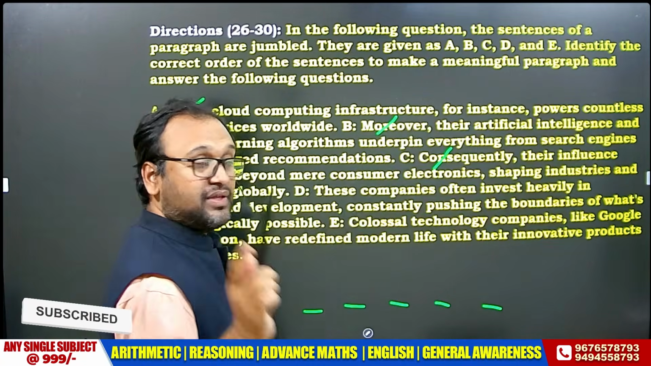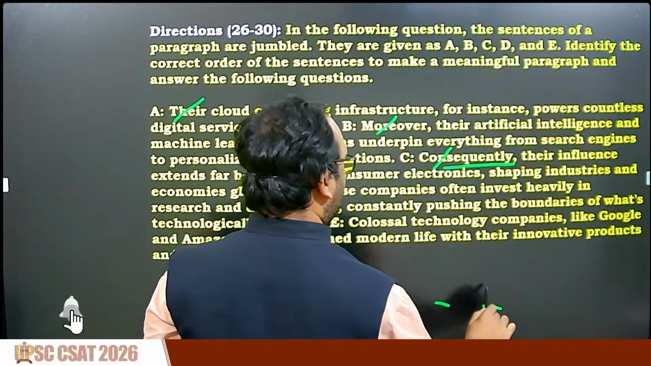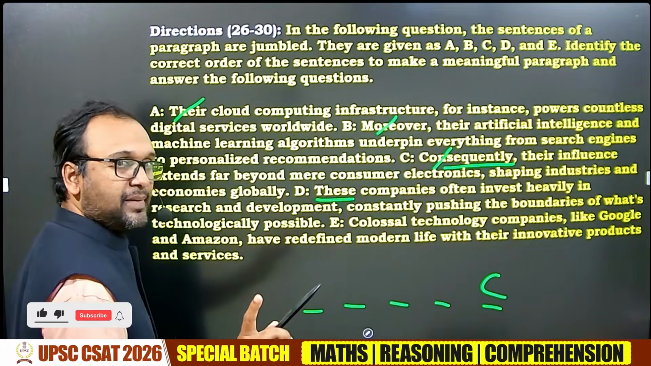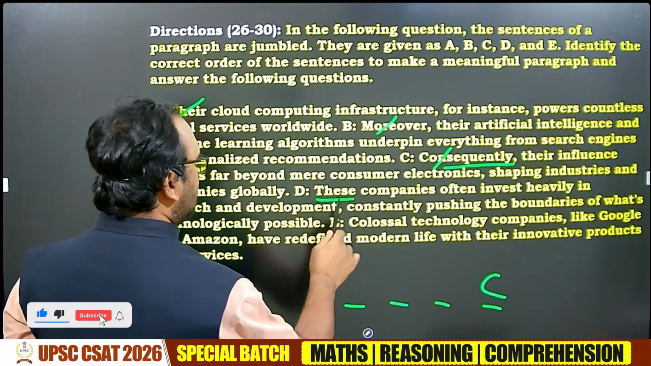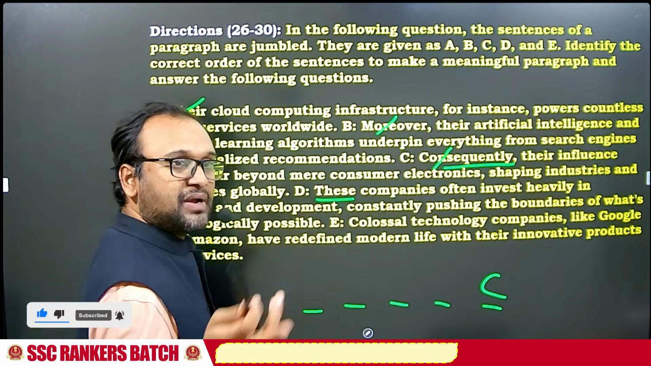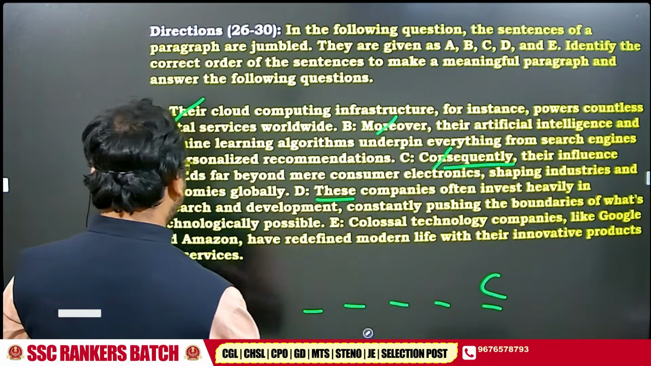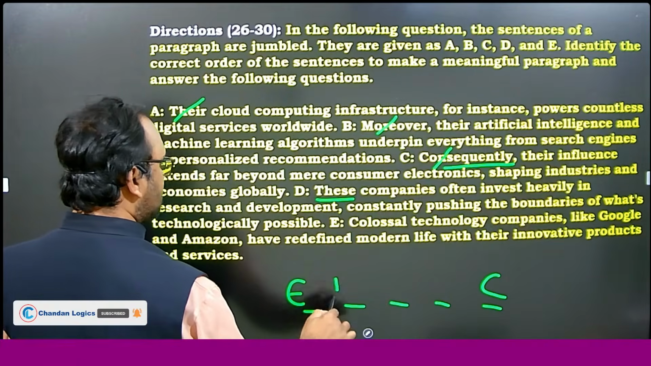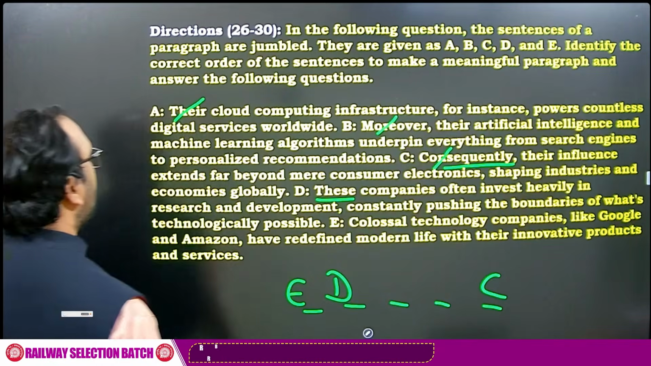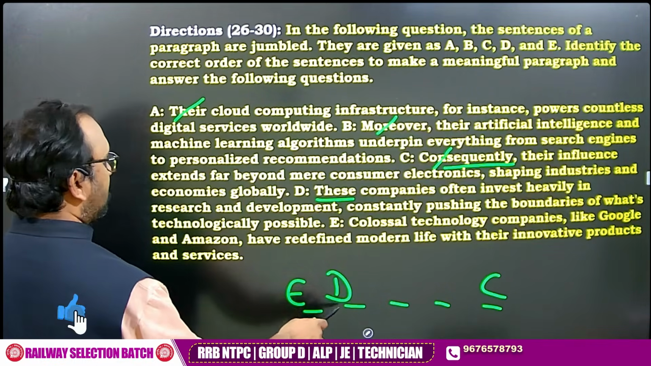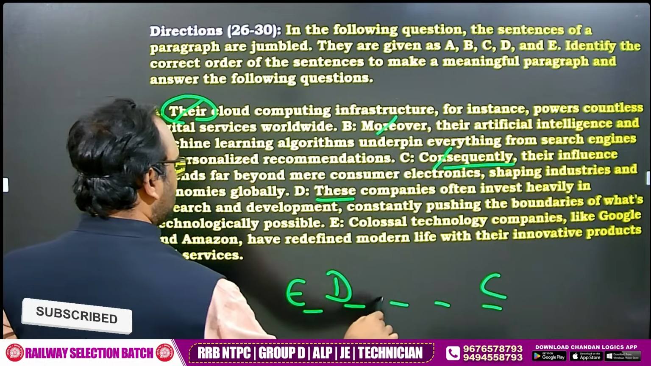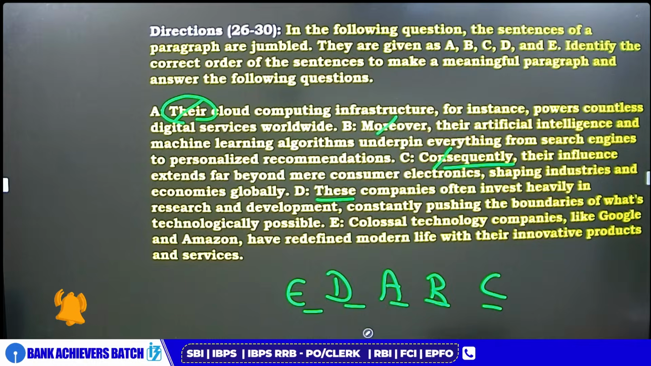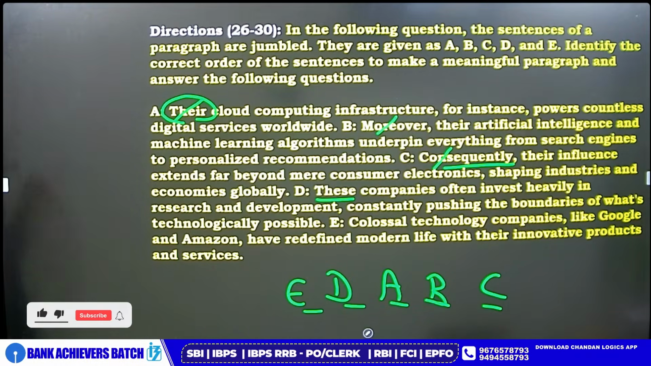Consequently, it comes in the last. These companies cannot be the first statement, because these companies means before that there should be some companies. Where are those companies? Google and Amazon are companies, no? And these companies is companies. I don't know why you are missing simple things. Are you reading them or what? Not at all.